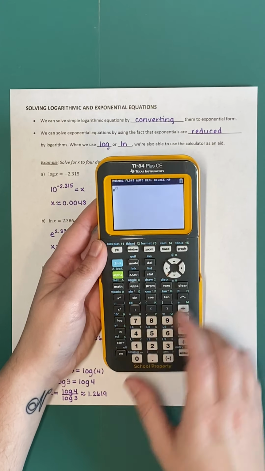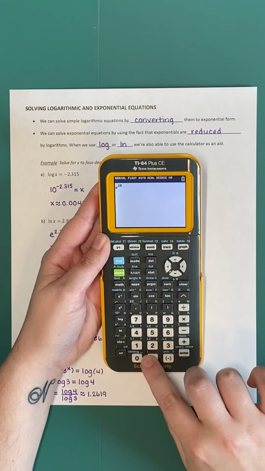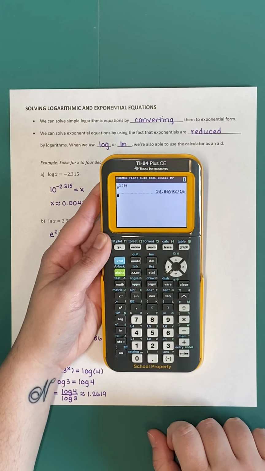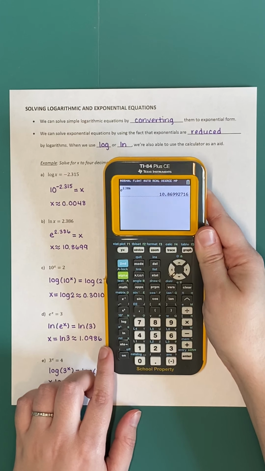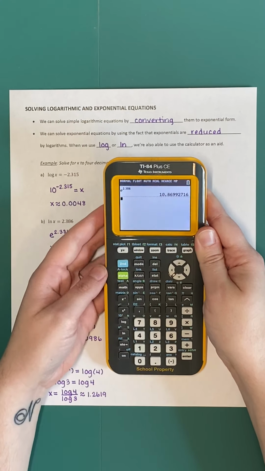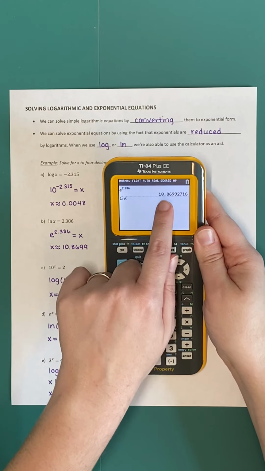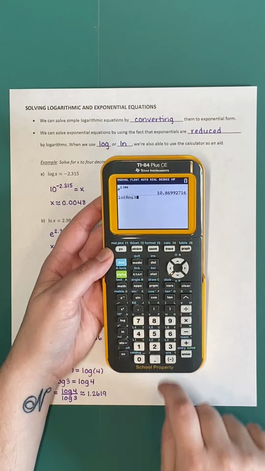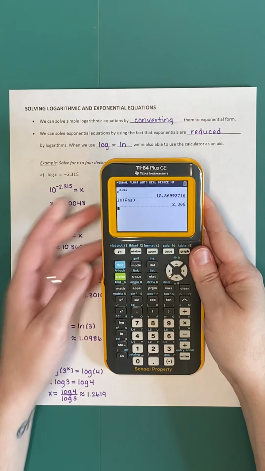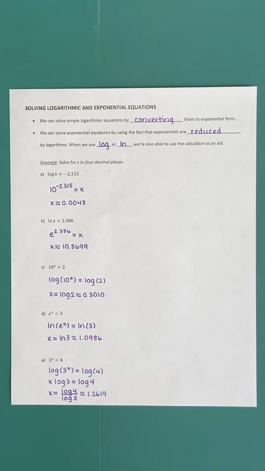So second and ln types the e and gives me the exponent automatically. I want 2.386. So 2.386, and enter. And to 4 decimal places, that's going to be 10.8699. Now again, if we want to check this answer, plug it back into the original equation. So we're taking the natural log of this number. So I'm going to copy it. Second, negative copies the answer from the previous line. And when I simplify that, that's going to give me 2.386. So that verifies. So anytime we have something logarithmic, that's how we're going to handle it.